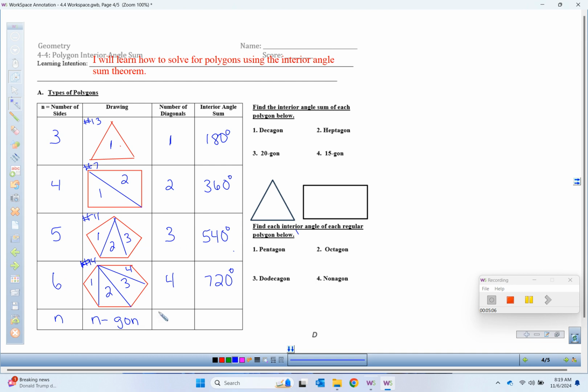So to find the number of diagonals of an n-gon is simply n, which is the number of sides, minus 2. And that is the relationship of all of these. Then, to get the interior angle sum, we took this number, our number of diagonals, and we times it by 180. So this is simply going to be our n minus 2, which is all of these, times 180 degrees.